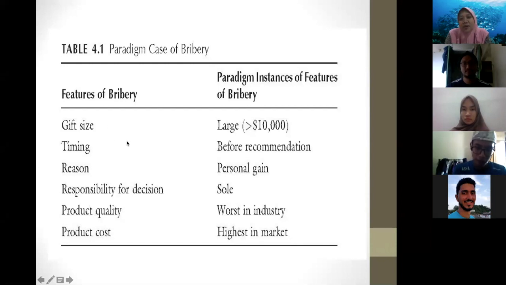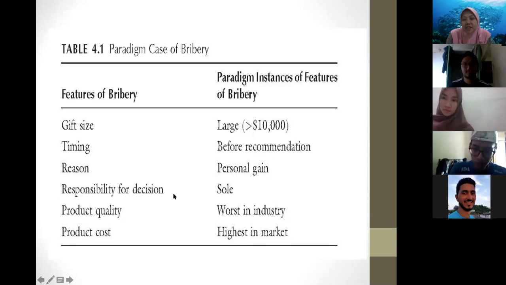Okay, so for example, in this case, if you want to use the method of line drawing, which is clear, what are the parameters involving bribery? The gift size: is it big or small, large or small? Timing: is it before any recommendation or after? For example, before the exam or after the exam, or before the project is chosen, or after? What's the reason? That's the intention.